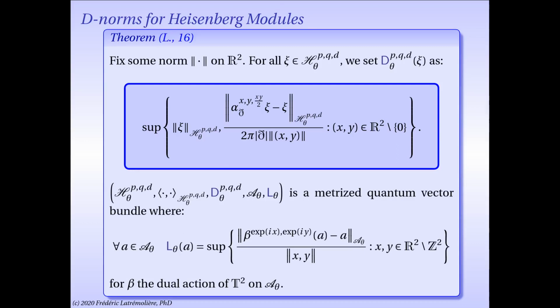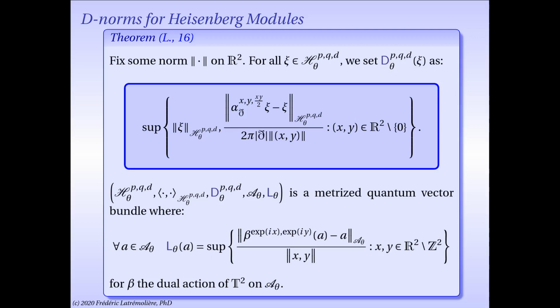Fix a norm on R2. We define a norm on the dense subspace of the Heisenberg module over A theta for p, q, d as before, as a maximum of the Hilbert norm and a semi-norm obtained by acting with the Heisenberg group on the module. This semi-norm is reminiscent of the Lipschitz semi-norm, but in fact, for an element psi in the Schwarz space, it equals the norm of the map which sends x, y in R squared to our connection at x, y applied to psi.